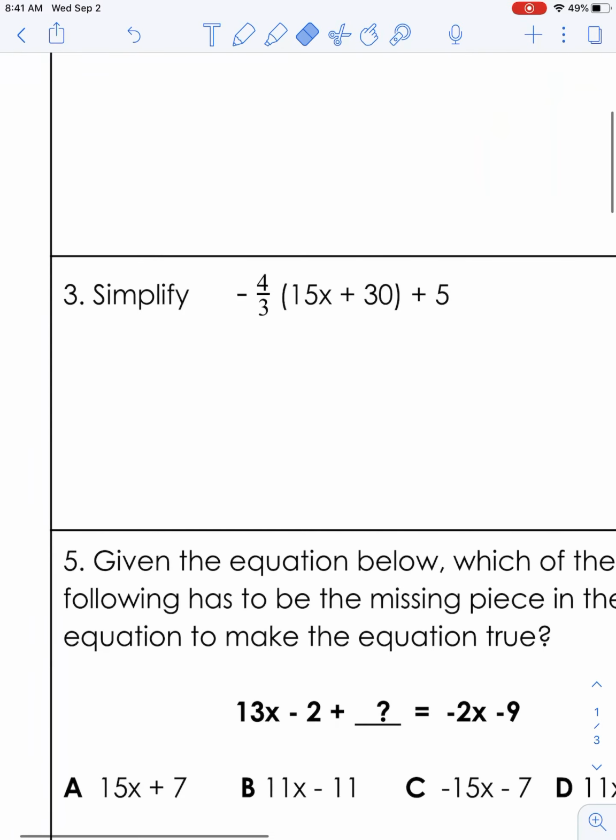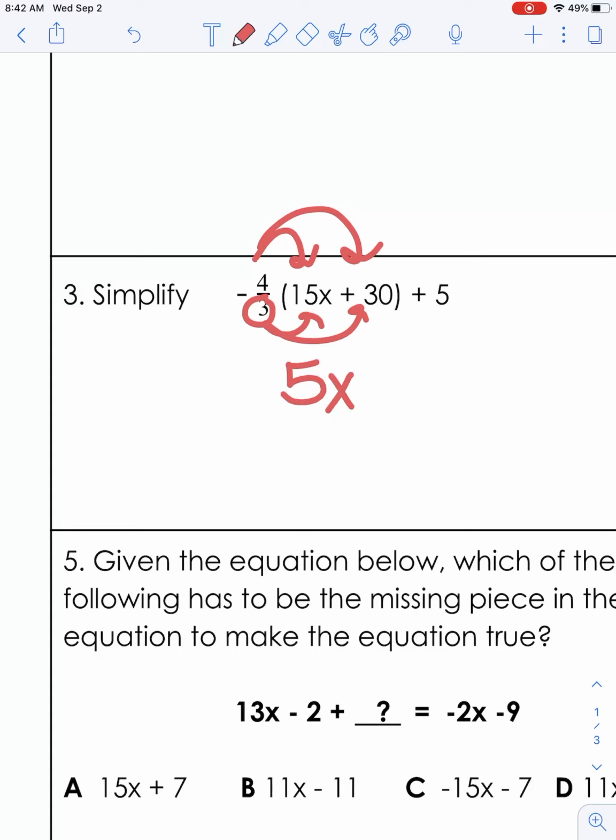Number 3, simplify. Notice we have a set of parentheses, so we're going to distribute. And we're distributing a fraction, so you need to distribute the divide by 3 first. So we're going to do 15x divided by 3 is 5x. And then 30 divided by 3 is 10.